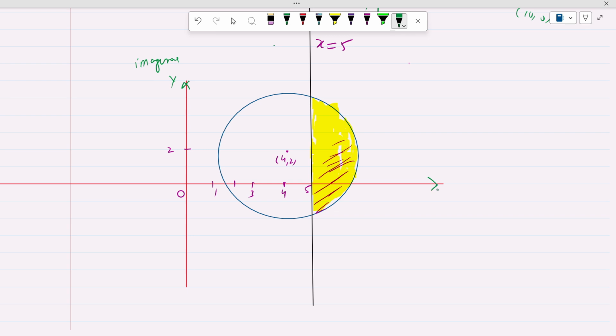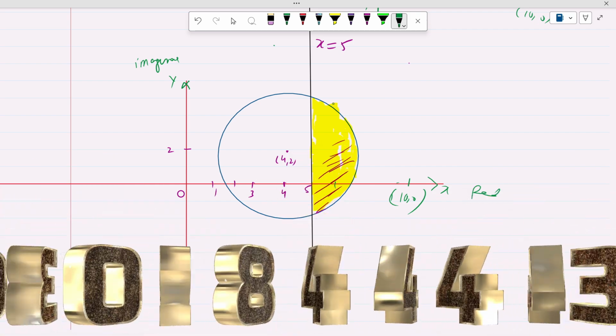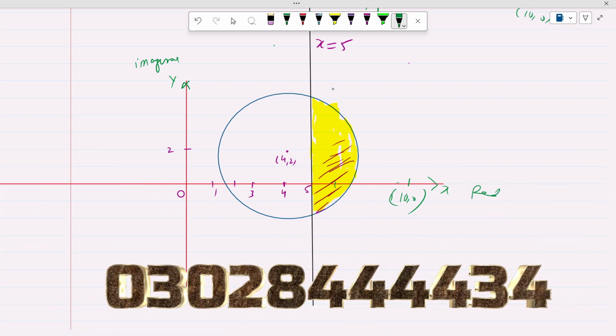This is x, our real axis. We have somewhere 6, 7, 8, 9, 10. Somewhere we have 10, 0. And this is the perpendicular bisector of this. Okay, now this part is complete. So this is the required locus.